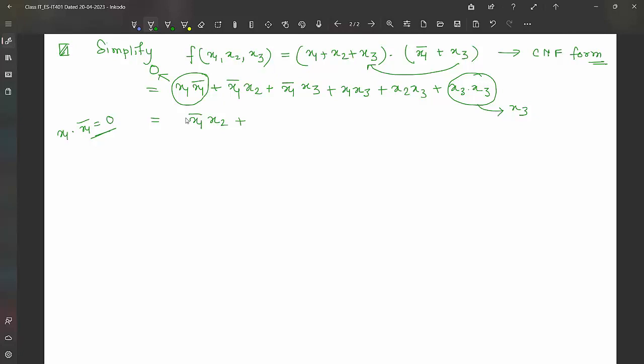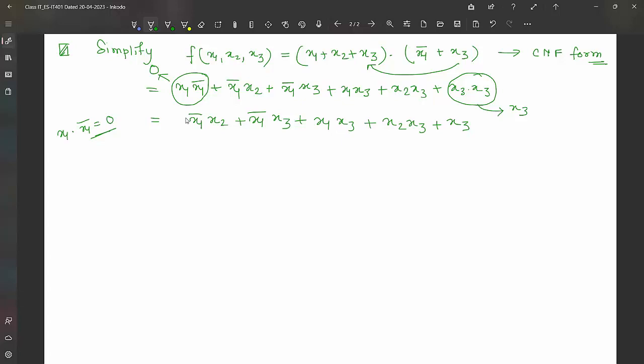But here we just expand the whole expression. After discarding the 0, it is x1 bar x2, and after that the term is x1 bar x3. After that it is x1 x3, and x2 x3, and simply x3. So this is our term now. Now again we have another problem. In this term x3 is missing, in this term x2 is missing, here x2 is missing, here x1 is missing.